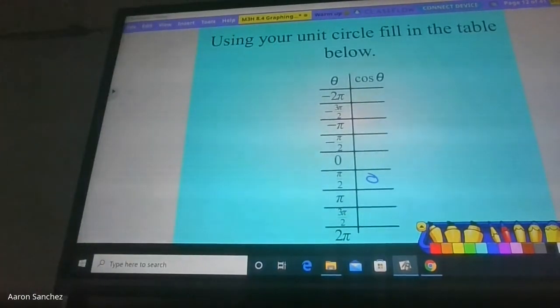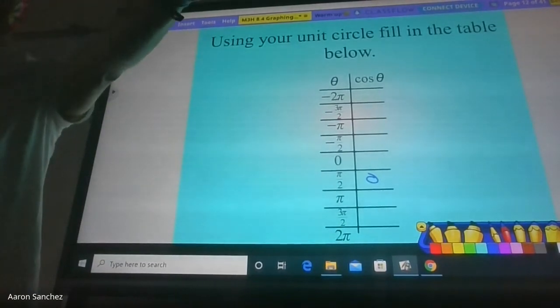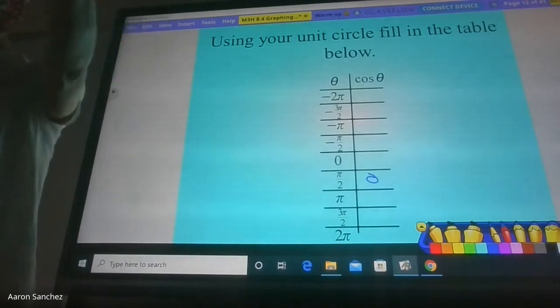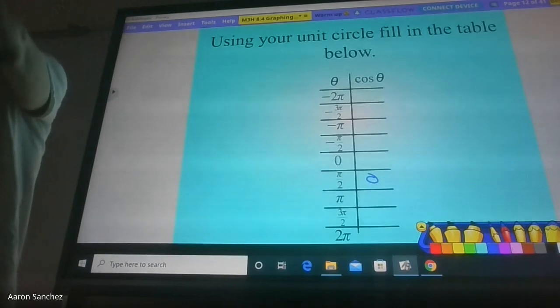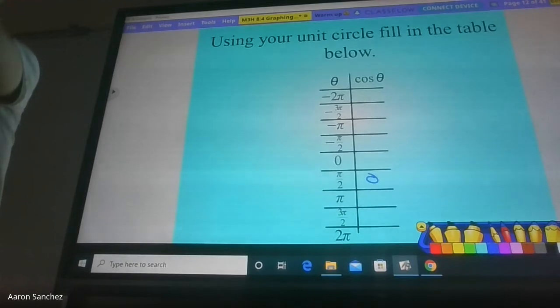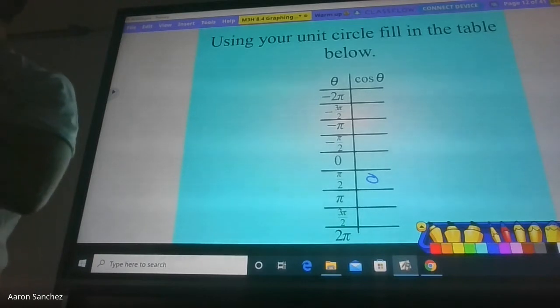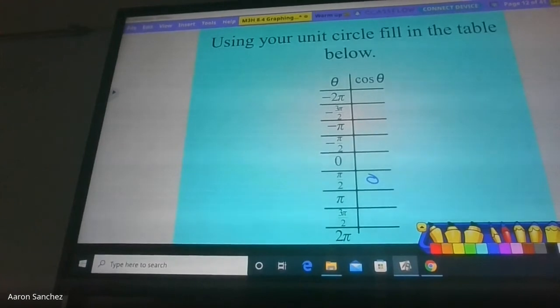Okay, let's go with Ashley, negative 2 pi. Julian, negative 3 pi over 2. Marcos, negative pi. Raphael, negative pi over 2. Anthony, 0. Giselle, pi. Delilah, 3 pi over 2. Okay? We could do others if you want, if you get the time.